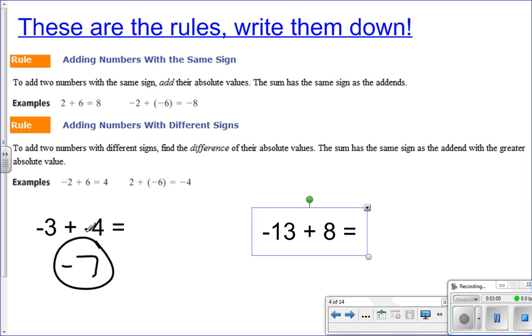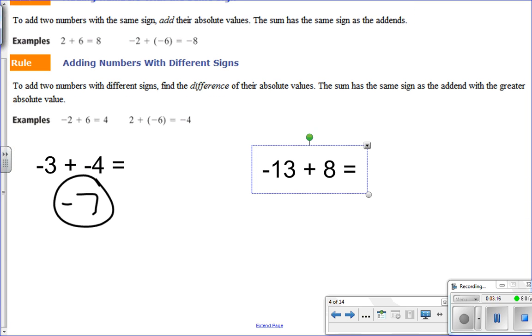Adding numbers with different signs can be a little bit more tricky. To add two numbers with different signs, find the difference of their absolute values. The sum has the sign of the addend with the greater absolute value. In simpler terms, whichever number has a larger absolute value, either -13 or +8, that's the sign that the answer is going to be. So since -13 has a larger absolute value than +8, my answer is going to be negative. Then, we find the difference, so I have to do 13 minus 8. I'm going to take the smaller absolute value, which is 8, subtract it from 13, and I'm going to get 5. So -13 plus 8 equals -5.